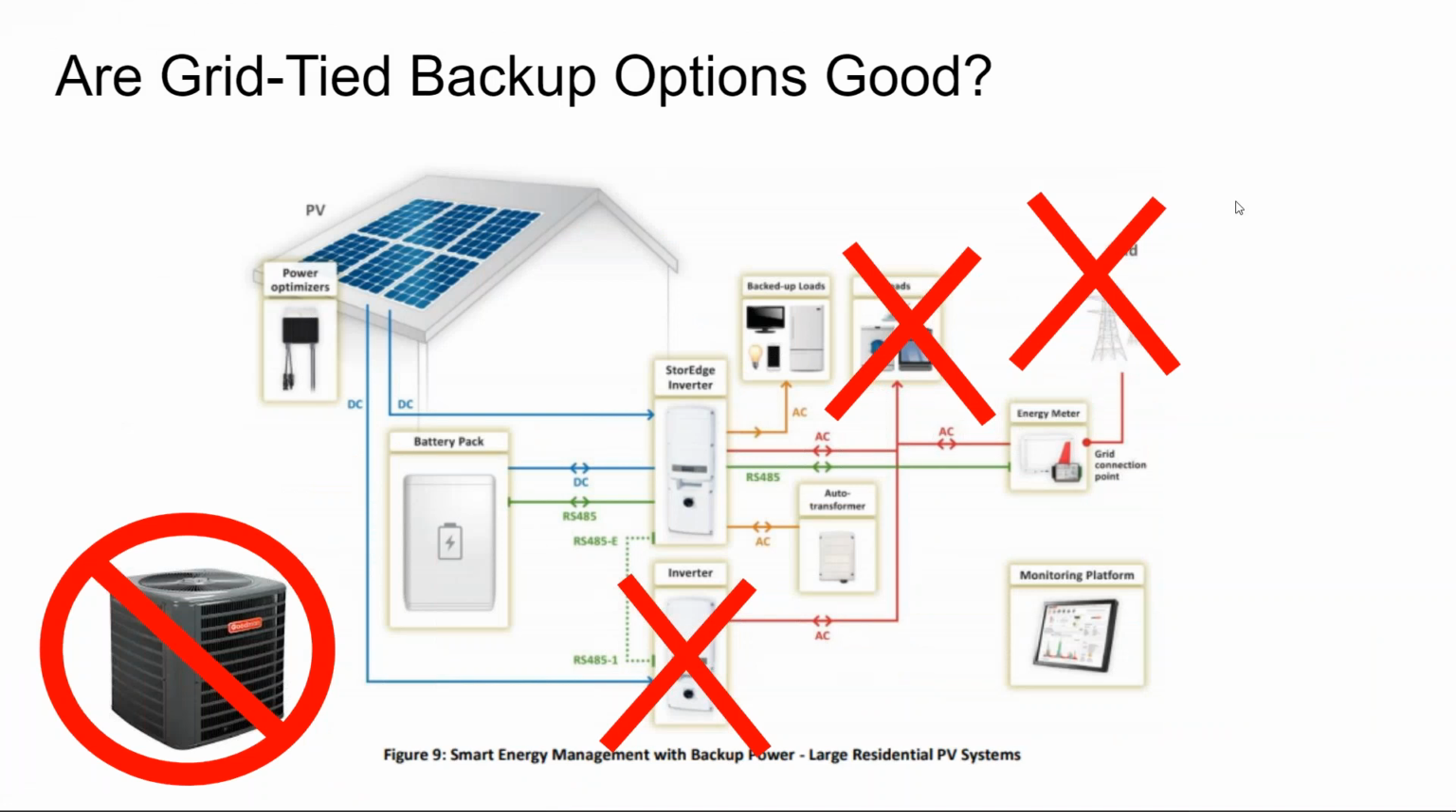And so here in this graphic, we're showing the grid is out. Your solar battery-free inverter has turned off. And then your battery inverter that's in parallel is protecting your critical loads, but not your air conditioner.